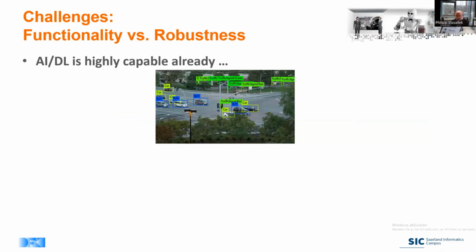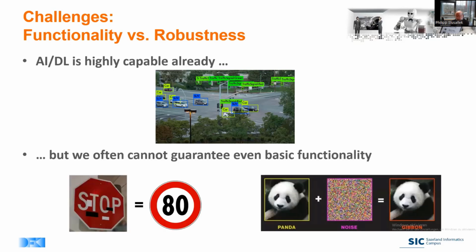So what are these challenges, right? It's really functionality versus robustness. The AI systems that we have today are really highly capable, right? You can essentially take a camera, point it in some direction, and the AI systems we have today are extremely good at telling you a lot about what's going on, right? This is a very simple example, of course, but just to visualize that.